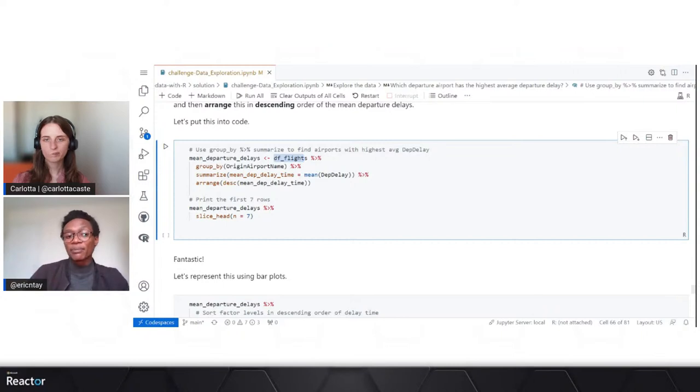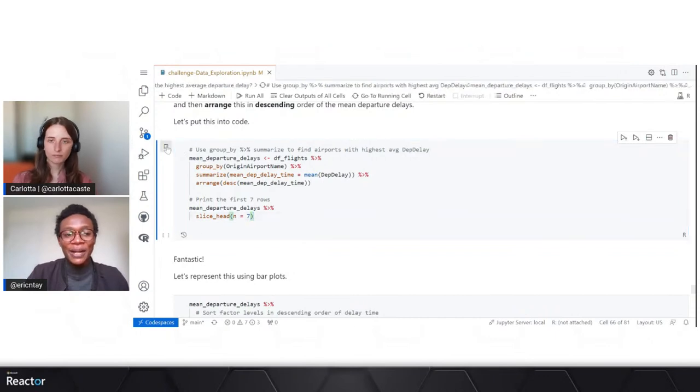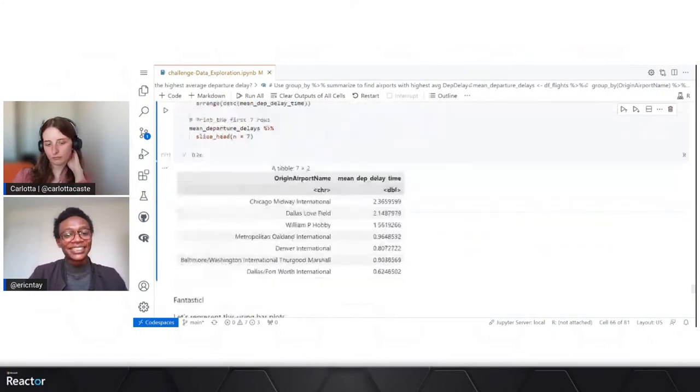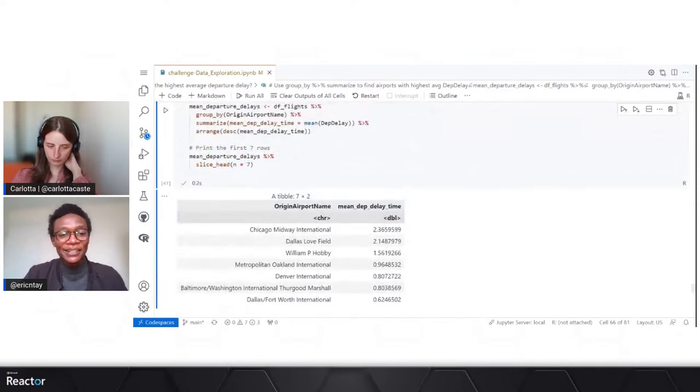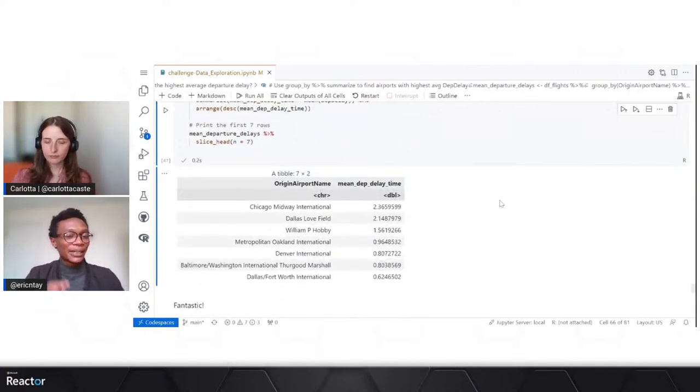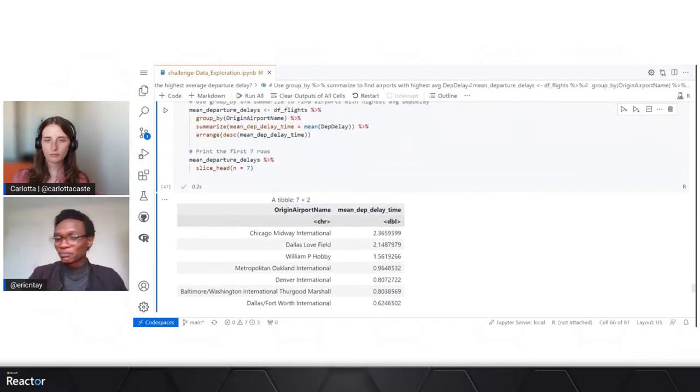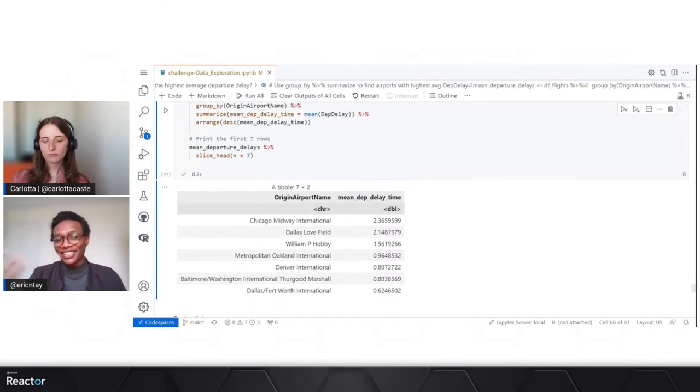And then we use the verb called arrange to arrange the mean departure delay terms in descending order, and then again use the slice head verb, which you're already familiar with from the start, to view the first seven rows of the data. So yes, these are the airports with the corresponding mean departure delay time. The mean delay time is around 2 minutes, so not as much, and that's the maximum.